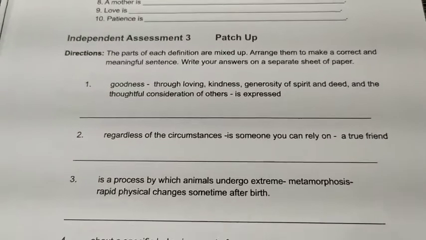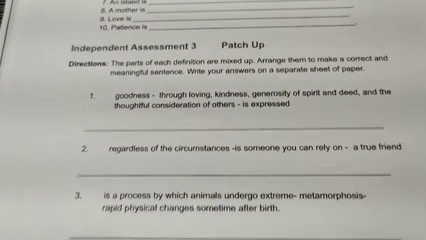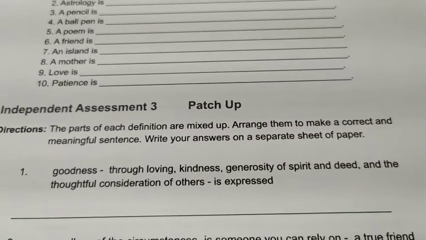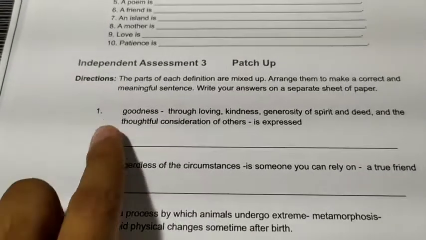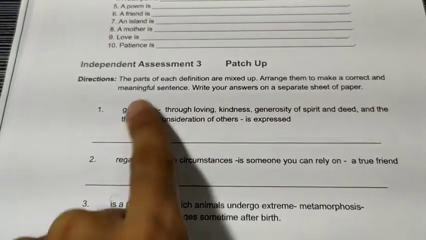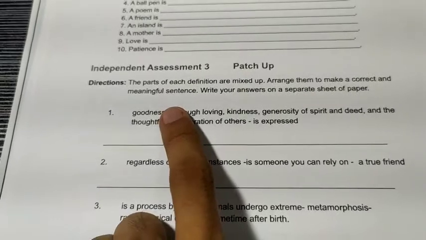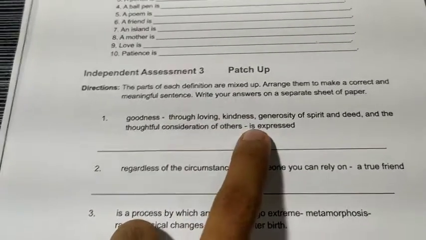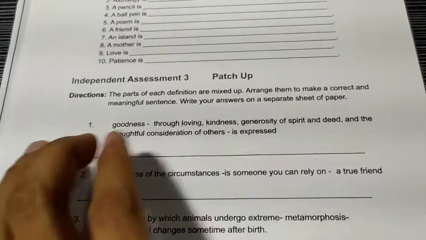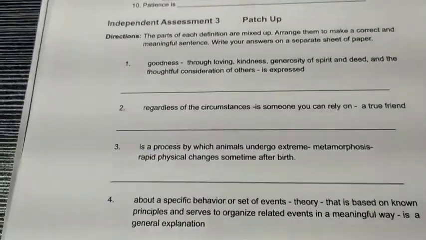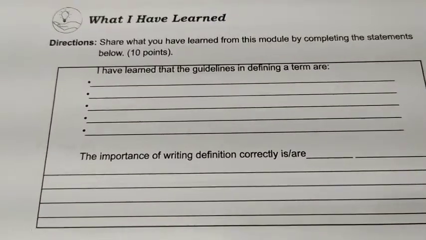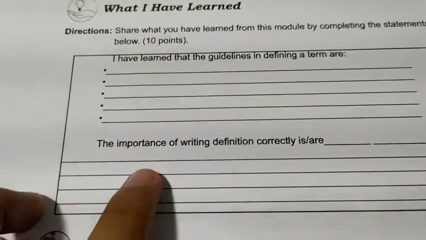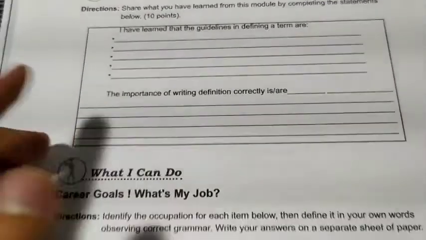Then, Independent Assessment 3, patch up. The parts of each definition are mixed up. Arrange them to make a correct and meaningful sentence. So you will rearrange this one. First, you have to identify the main term, the class, and the characteristic, and then arrange it using the rules that we have discussed a while ago. So for what I have learned, you will just complete this: what you have learned about the guidelines and how significant it is to apply them.